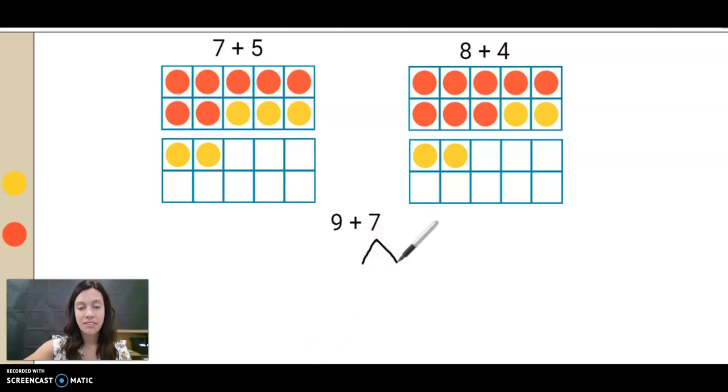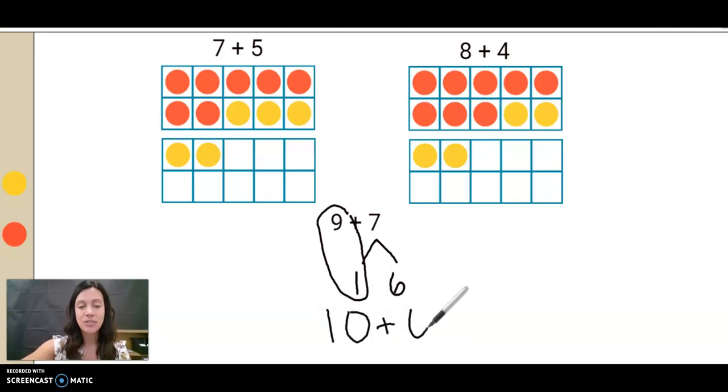We decomposed our 7 into 1 counter and 6 extra counters. We were then able to take our 9 and our 1 and put them together. So we now have our group of 10 plus those 6 extra counters. Adding on from a 10 is simple. We can count on 10, 11, 12, 13, 14, 15, 16, which means that 10 plus 6 equals 16, which means that 9 plus 7 equals 16.